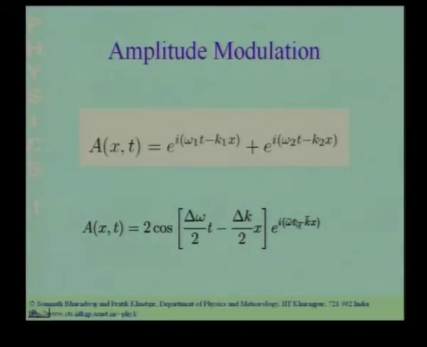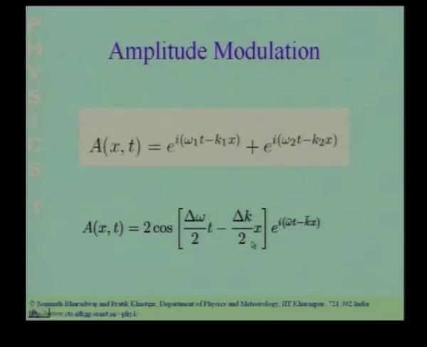This is a fast varying function of space and time. It is a faster varying function compared to this of space also, because k bar, the average wave number, is much larger than the difference in the wave numbers. So, we are assuming that delta omega and delta k are small compared to omega bar and k bar respectively. So, this function varies rapidly in space and rapidly in time. The amplitude of this wave varies slowly in space and slowly in time.